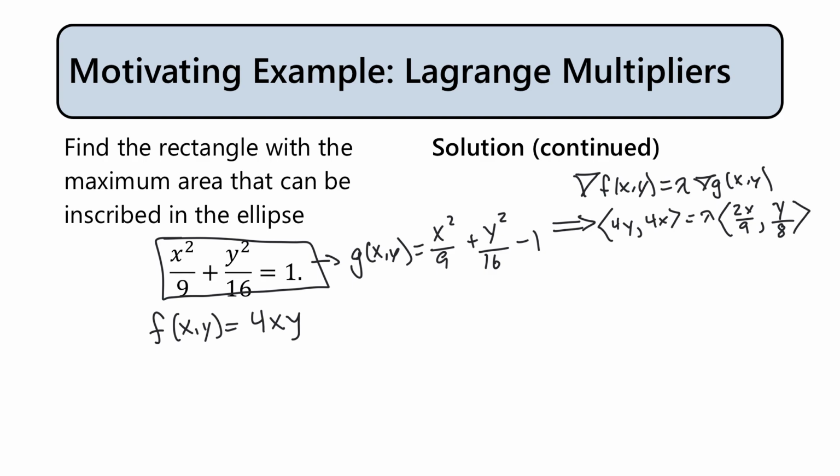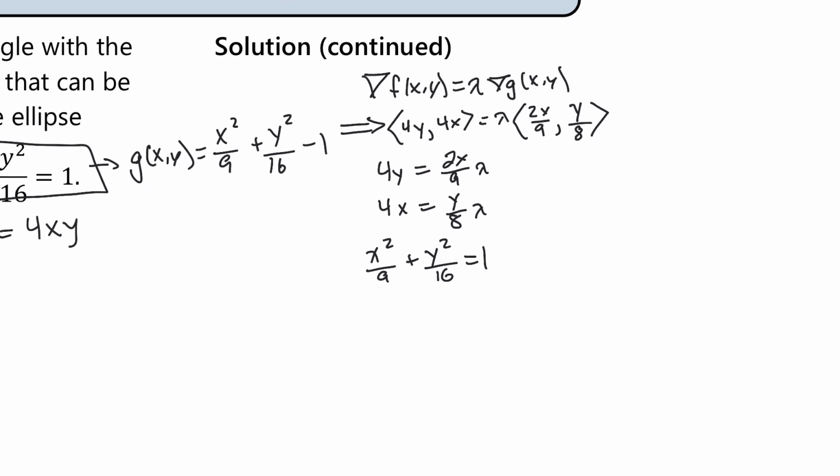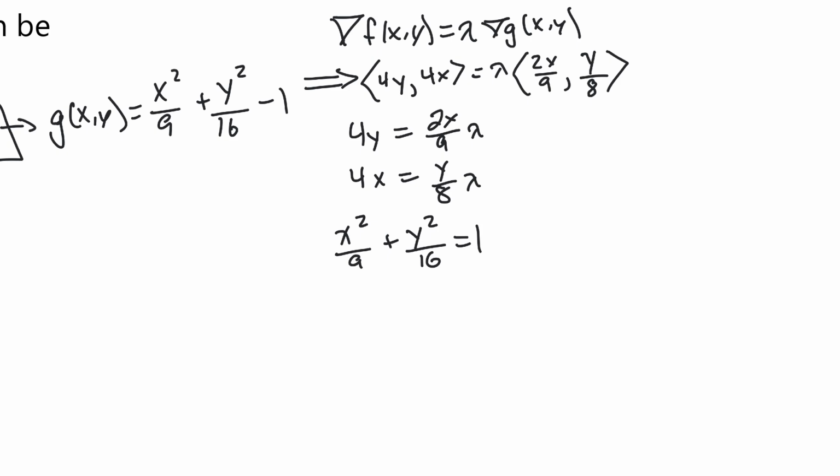So this is actually going to give us three equations. It's going to give us 4y equals 2x over 9 lambda, 4x equals y over 8 lambda, and our constraint equation x squared over 9 plus y squared over 16 equals 1. So I'm going to move over here. What we want to do now is figure out a way to eliminate lambda.